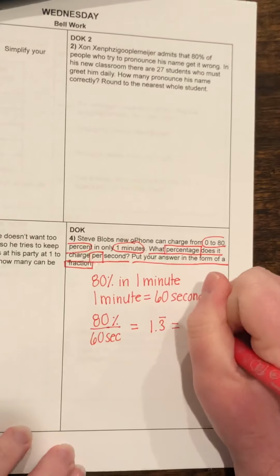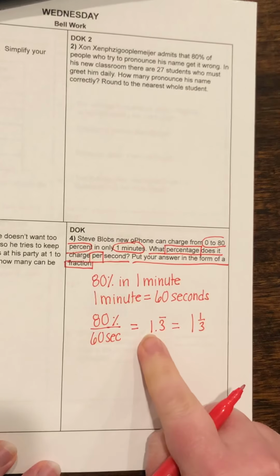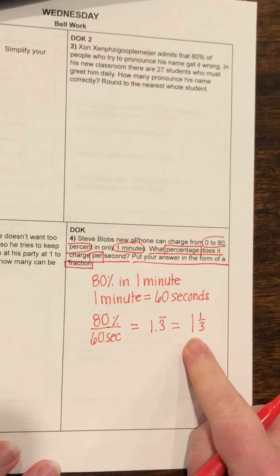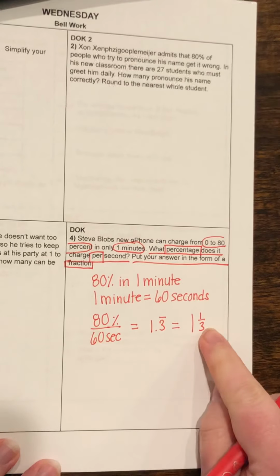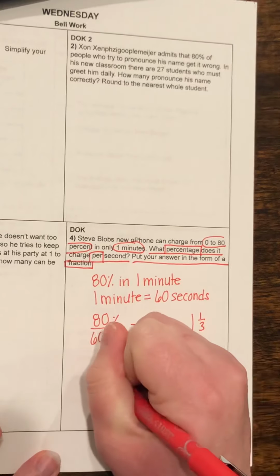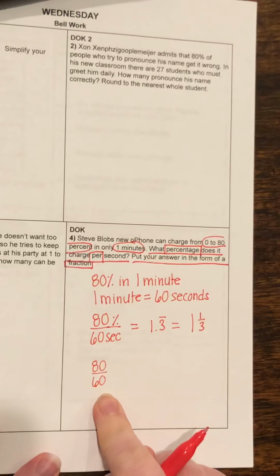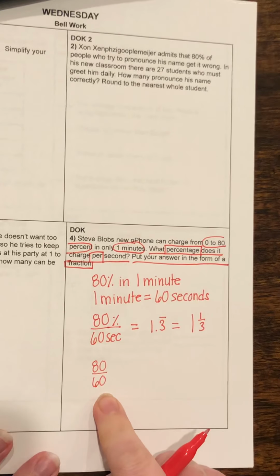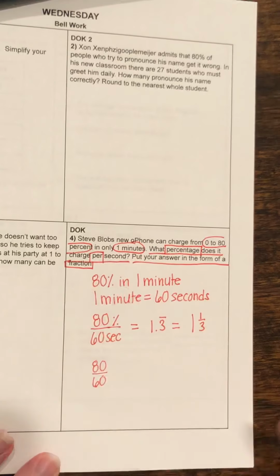And I know that that's 1 1/3. And some of you know that that's 1 1/3 because you know the whole number is going to be the whole number in your mixed number. And if you have 3 repeating, that is the fraction 1/3. But let's say you didn't know that right away. Well, let's just go ahead and take this improper fraction and use our rules to convert it to a mixed number so that we can get what our percentage is in seconds.